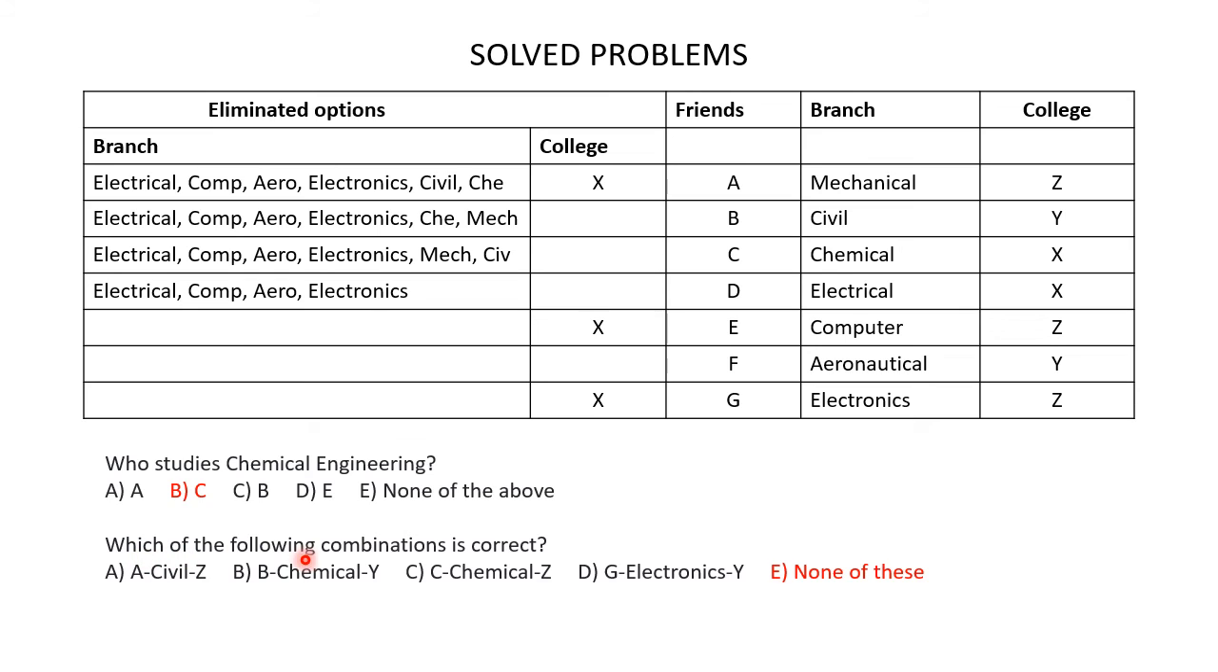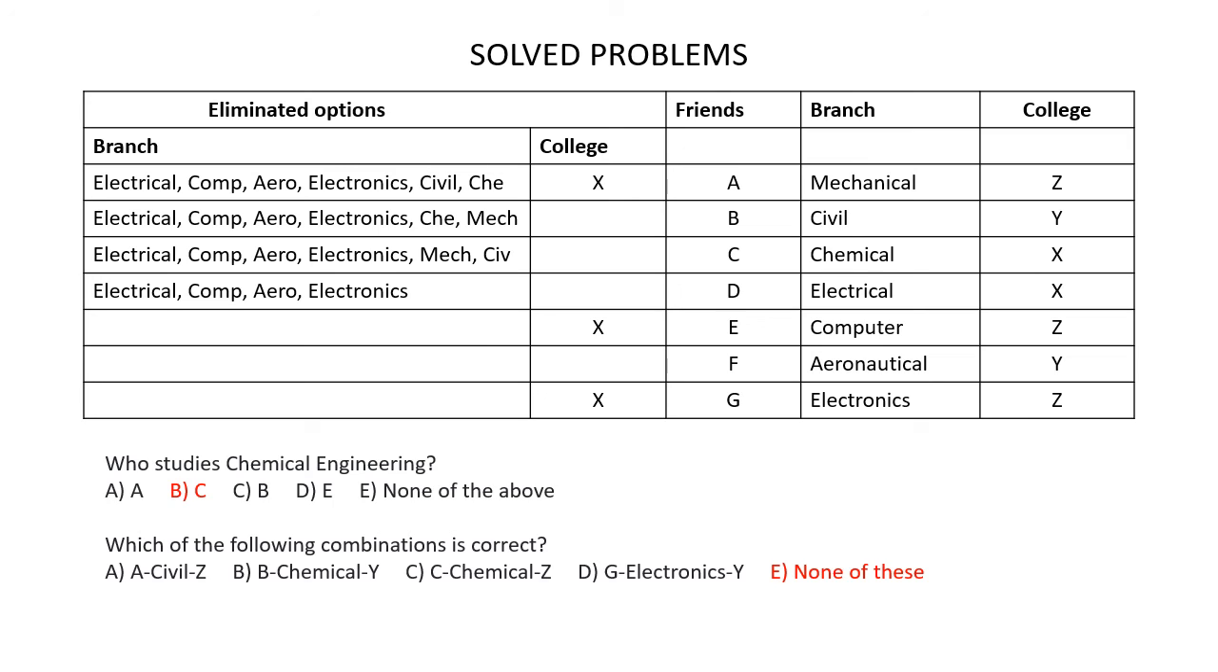Which of the following combinations is correct? You're given 5 options here and you have to find out which of these options is the correct one. So you're asked to find which of the given combinations is correct. Let's consider each option separately. Option A says A civil and Z. But we know that it is A mechanical and Z. So option A is not correct. Option B says B chemical and Y. But we know that B civil and Y is correct. So option B is wrong.